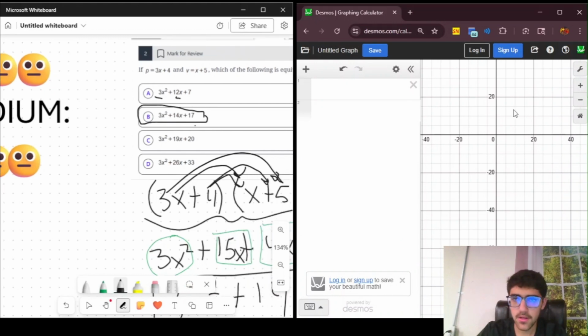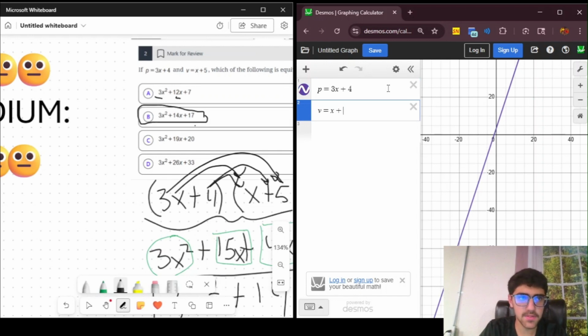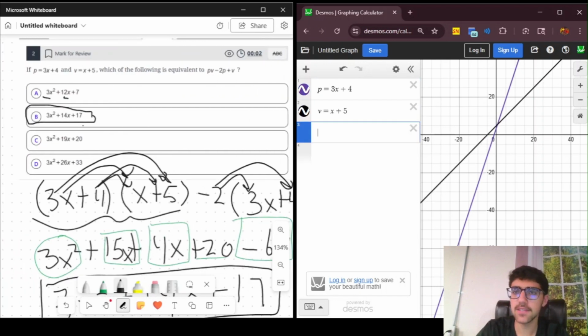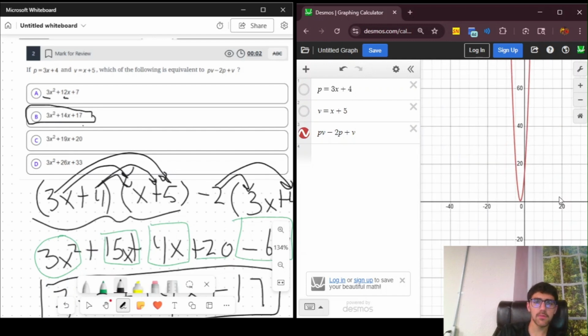So you can literally do P is equal to 3x plus 4, V is equal to x plus 5, then type which of the following is equal to PV minus 2P plus V. So literally just plug that in: PV minus 2P plus V. Desmos understands and plugs these in automatically and gives you this line. I'm going to hide these so it's not confusing. So this is the line we're looking for.